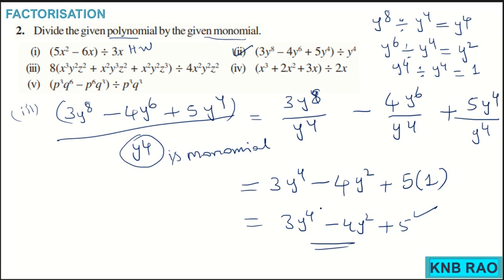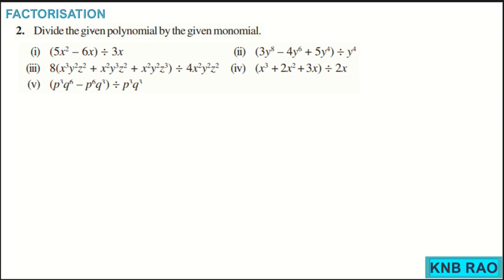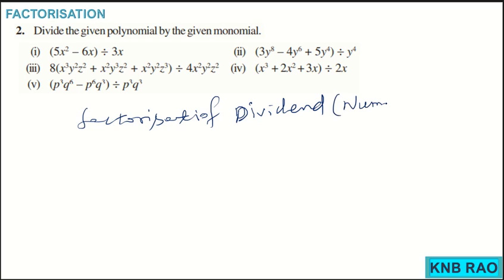This is the answer. Children, there is another technique of doing this. How do we do this? See children, we normally, in short, will factorize. So factorization of the dividend, I am writing within brackets, the numerator. So we will do factorization of the dividend.